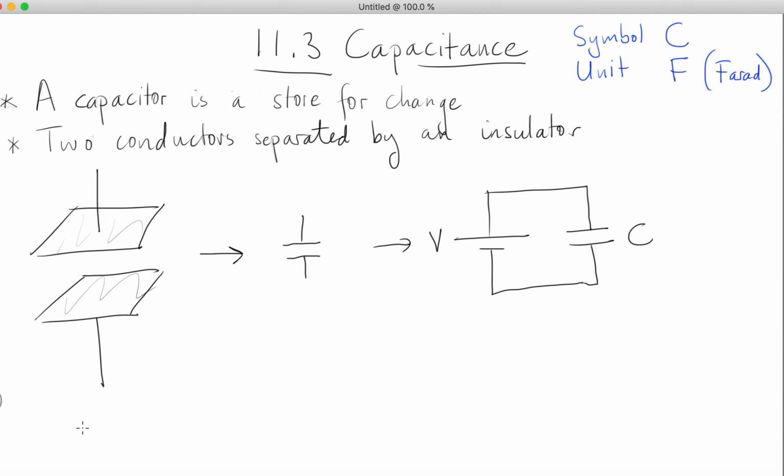Now what happens is, this is the negative side, this is the positive side, we will have an excess of electrons building up on the plate connected to the negative pole of the battery, and we'd have a lack of electrons, or an excess of positive charge building up on this side of the plate. In the DP physics course, you're only going to be dealing with what's called parallel plate capacitors.